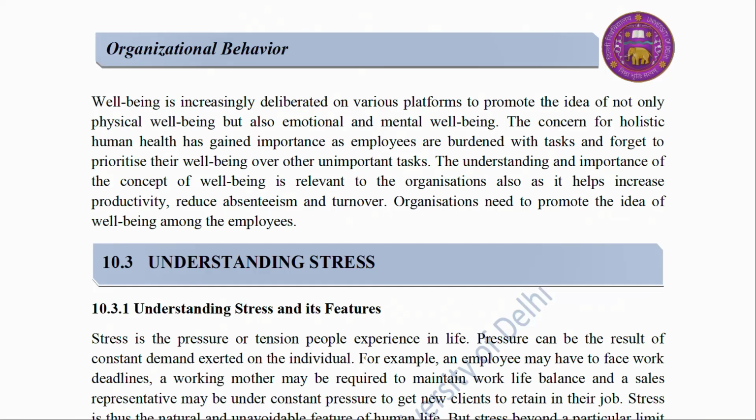10.3, Understanding stress. 10.3.1, Understanding stress and its features. Stress is the pressure or tension people experience in life. Pressure can be the result of constant demand exerted on the individual. For example, an employee may have to face work deadlines, a working mother may be required to maintain work-life balance, and a sales representative may be under constant pressure to get new clients to retain their job.